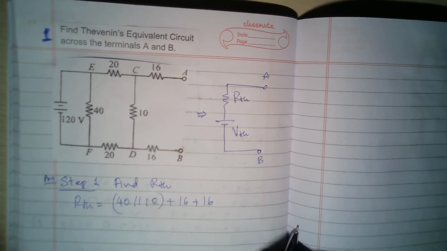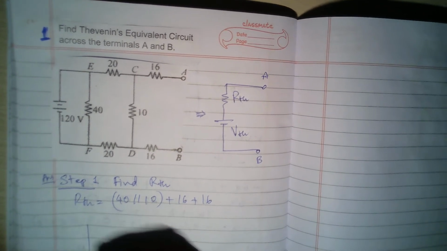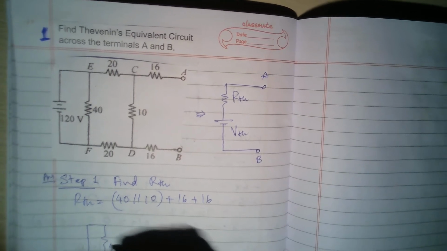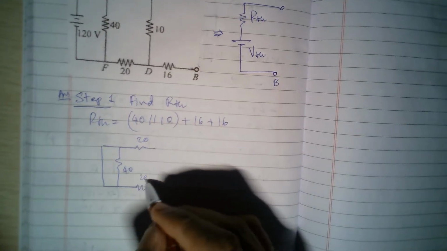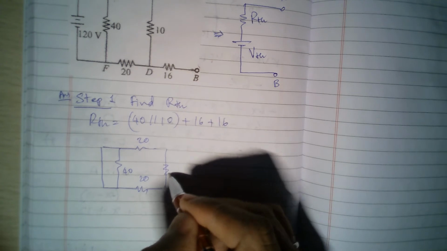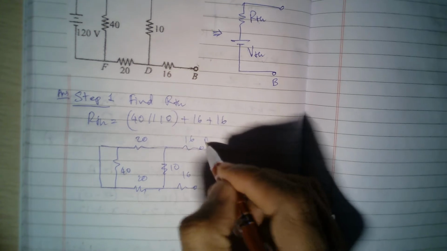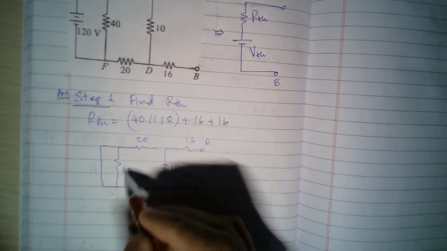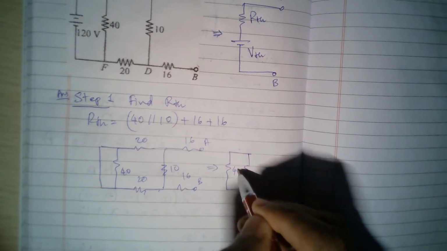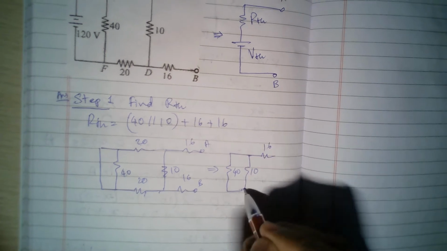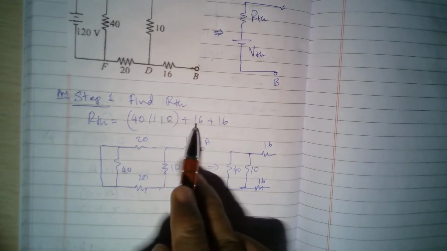Okay, so if you're not understanding this step properly, let me just show you. So here it's a short circuit in parallel with 40, and here we have 20 and another 20, and then we have 10 here, and then 16 here and 16 here. So this 40 becomes redundant, so the 20s will become series. So I'll have 40, 10, and then 16, 16. So this is nothing but 40 parallel with 10 plus 16 and 16.